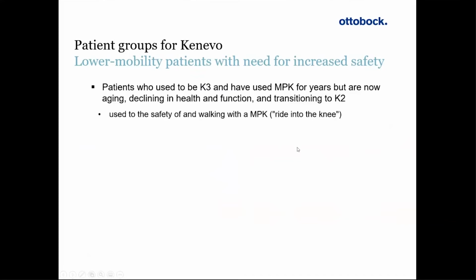So in these patients, it would be almost unethical to convert them to a non-microprocessor knee because they are used to the safety that a microprocessor knee provides, especially the stumble recovery function, and they rely on it. A non-microprocessor knee doesn't offer any kind of stumble recovery.